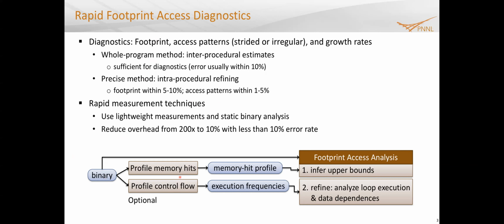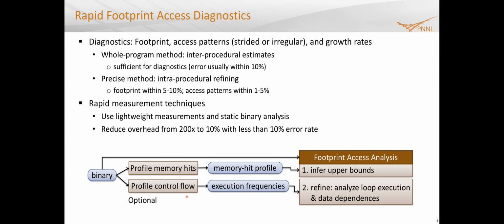The whole program method, which is the top line of the figure, uses a memory hit profile collected with common performance counters to infer the upper bound of the footprint access diagnostics. This method is inter-procedural and provides sufficient diagnostics within 10% error to differentiate the access patterns and the growth rate.